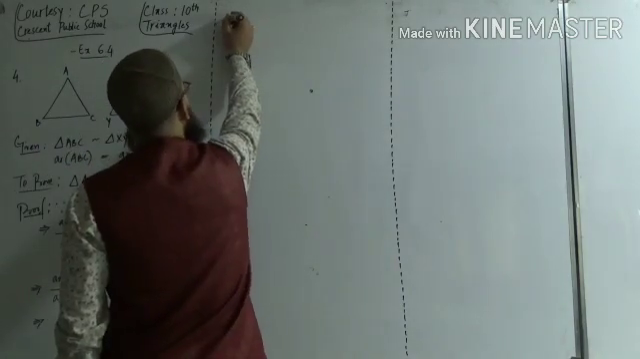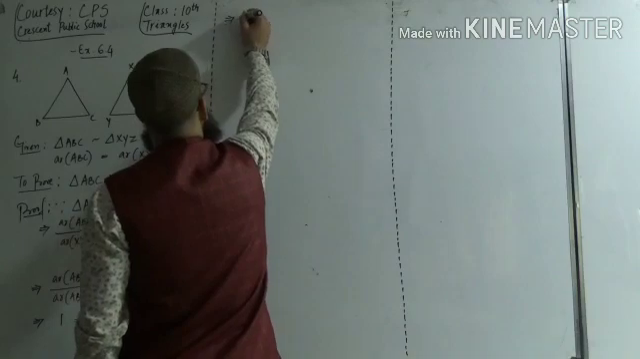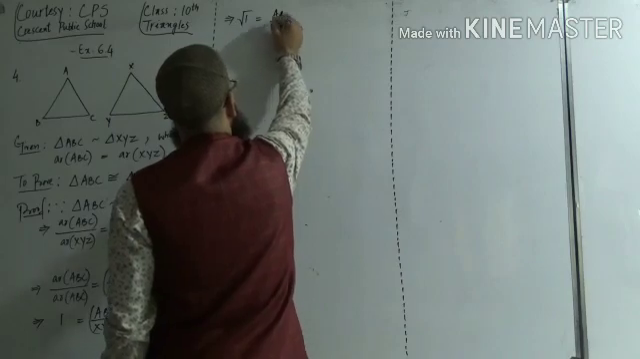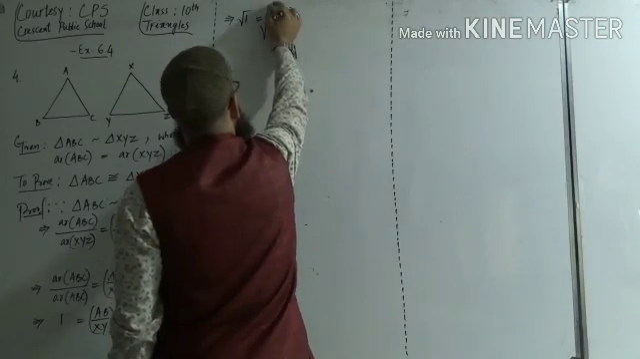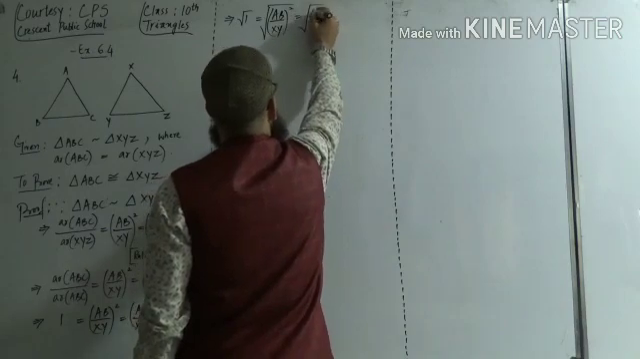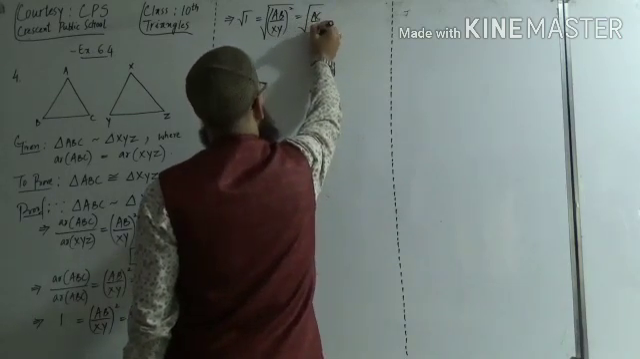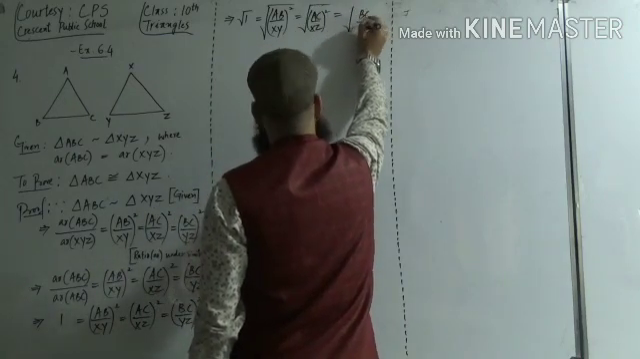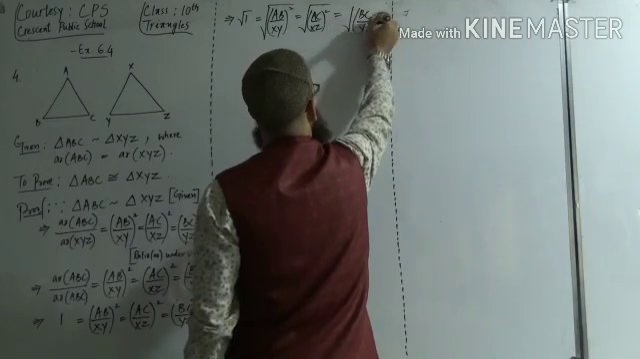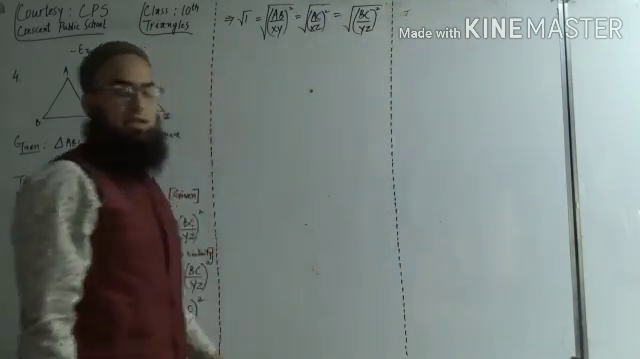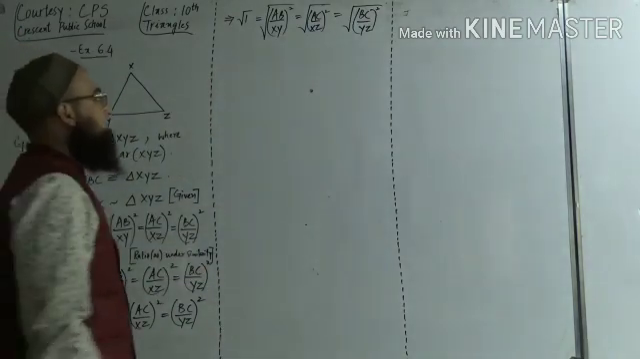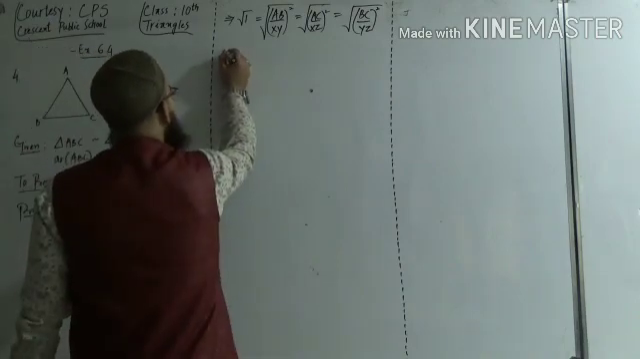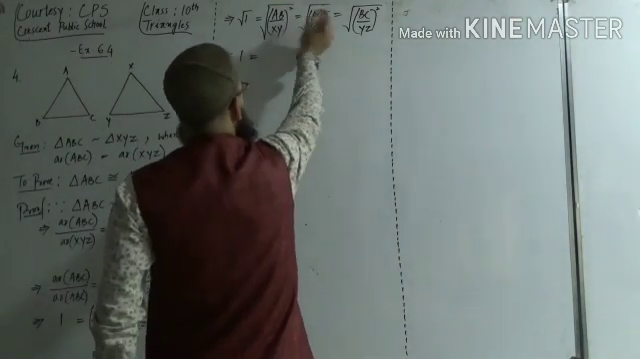What I'll get? I'll get square root of 1 is equal to square root of (AB by XY) whole square, is equal to square root of (AC by XZ) whole square, is equal to square root of (BC by YZ) whole square. What did I do? I took square root throughout, considering the positive value. Why? Because these are all distances, which implies that square root goes, square root goes, square root goes.